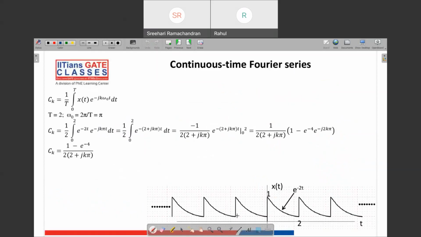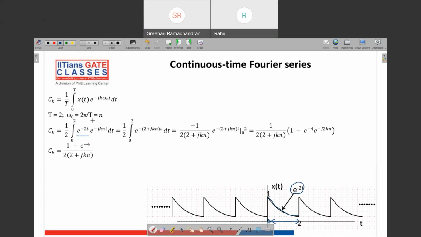So let's take the example. This is one of the periodic signals, and we want to calculate its Fourier series. When you calculate the Fourier series, here I am taking the integration from 0 to capital T, from this point to this point. During this period, the signal has the function e to the power minus 2t. It is changing like e to the power minus 2t from t equal to 0 to t equal to 2. So I will use this x of t and put it here.